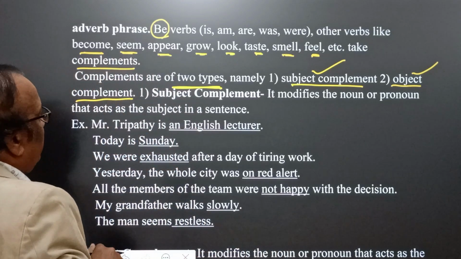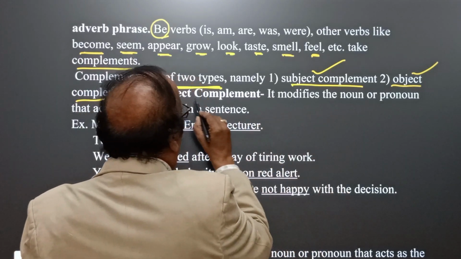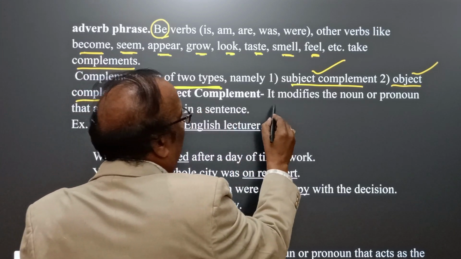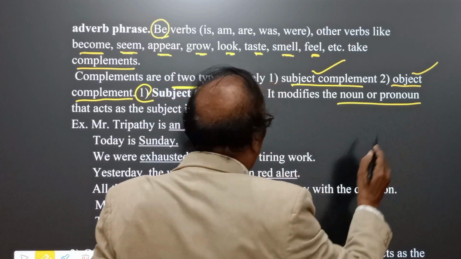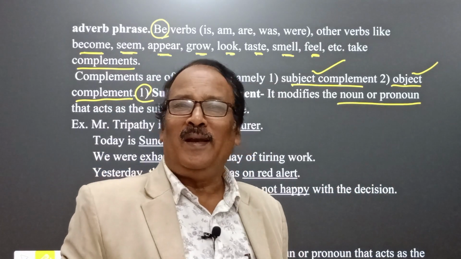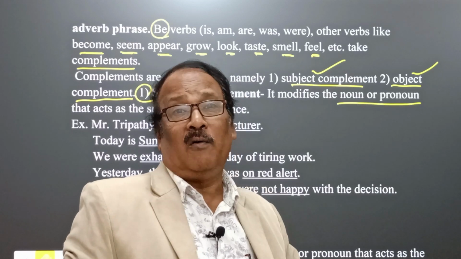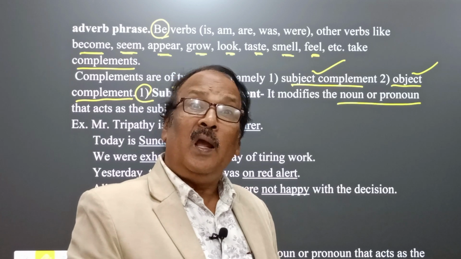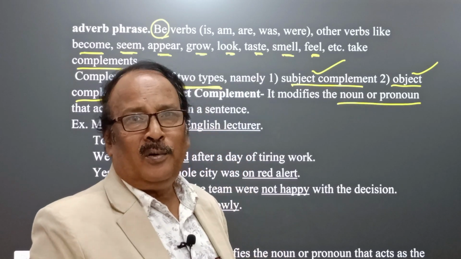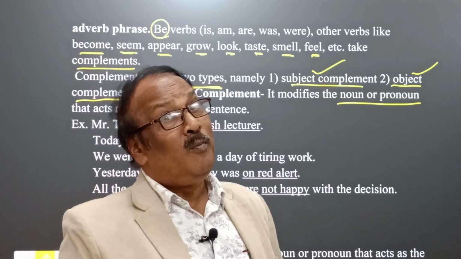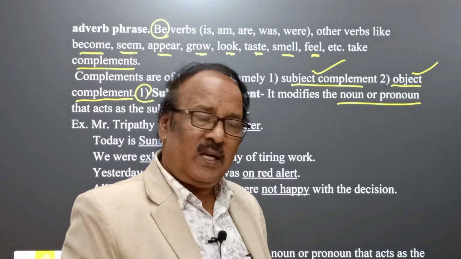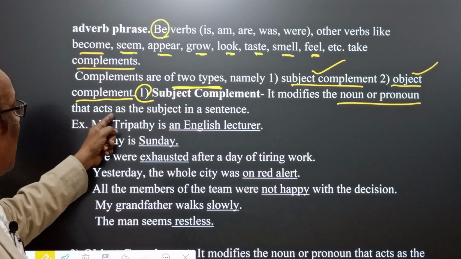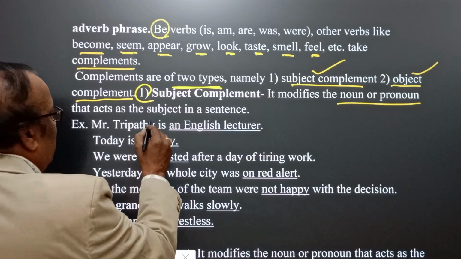If we take subject complement, then we find it modifies noun or pronoun. As we know, in most of our sentences the subject part is formed of either noun or pronoun. Therefore, whenever a complement modifies the noun or pronoun, the subject, definitely that is what we call subject complement, that acts as the subject in a sentence.